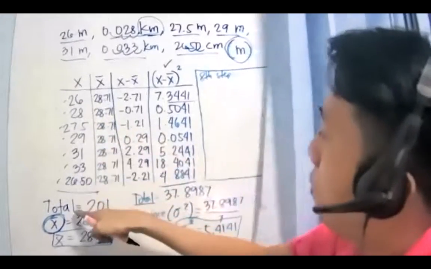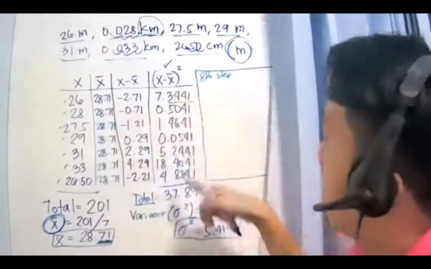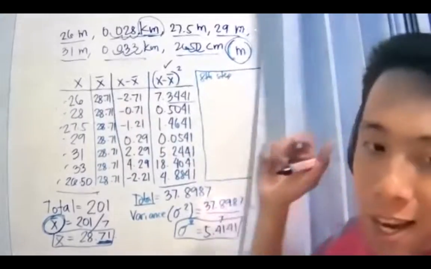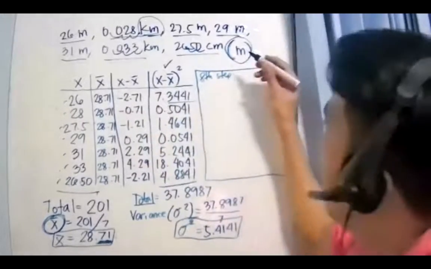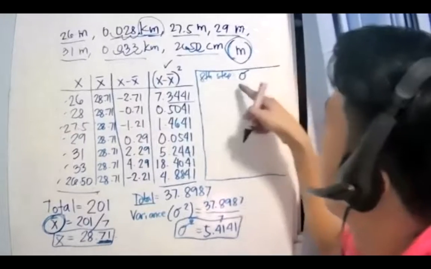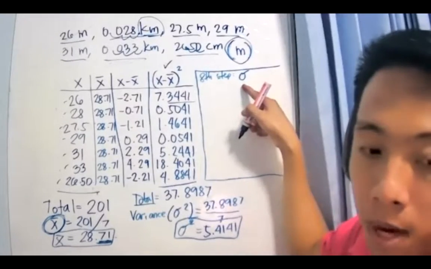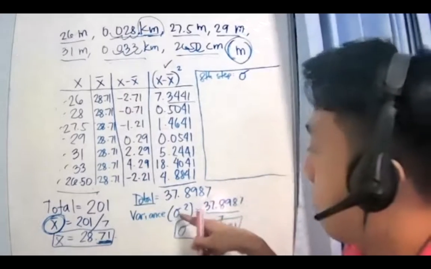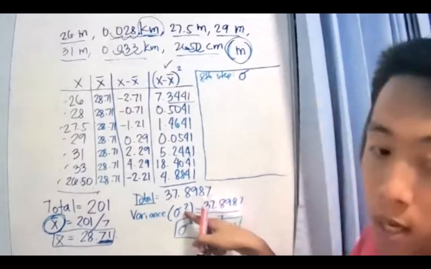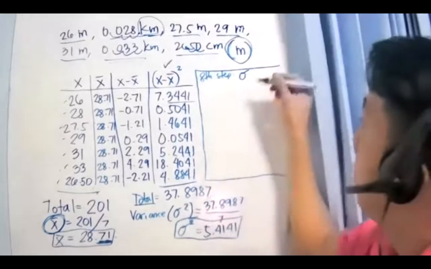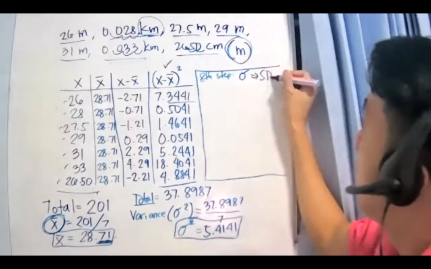1, 2, 3, 4, 5, 6, 7, 8. Yan. The 8th step natin is to find now the standard deviation. See? Meron silang pagkakaparehas ni variance. Ang variance natin meron siyang squared. Tama? Ang ating standard deviation, wala siyang squared.